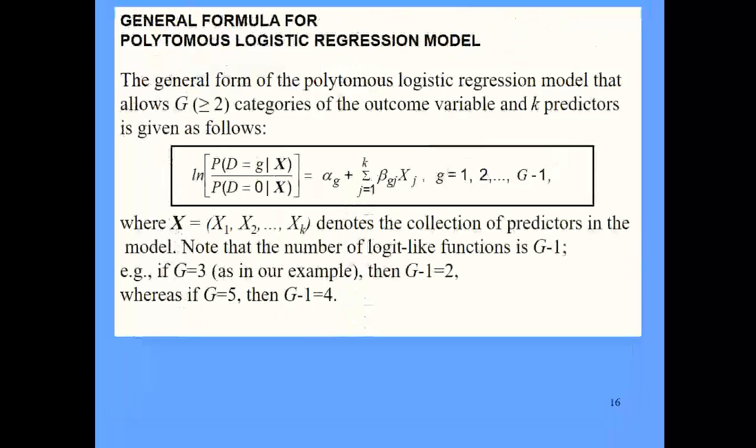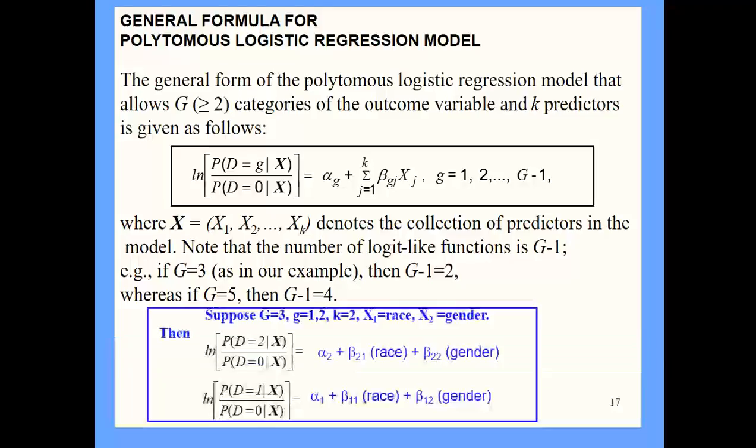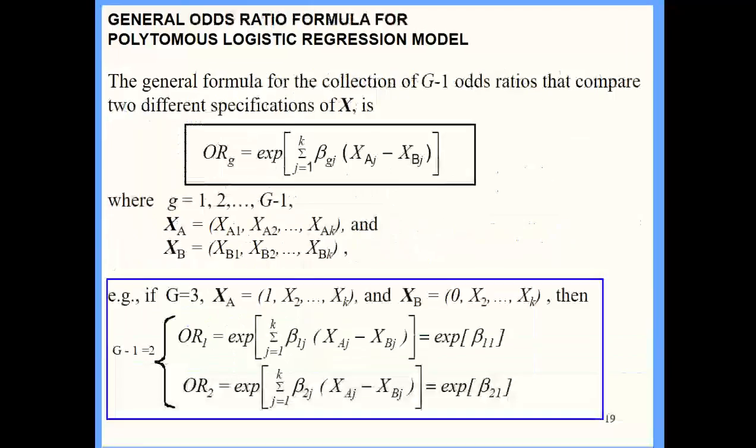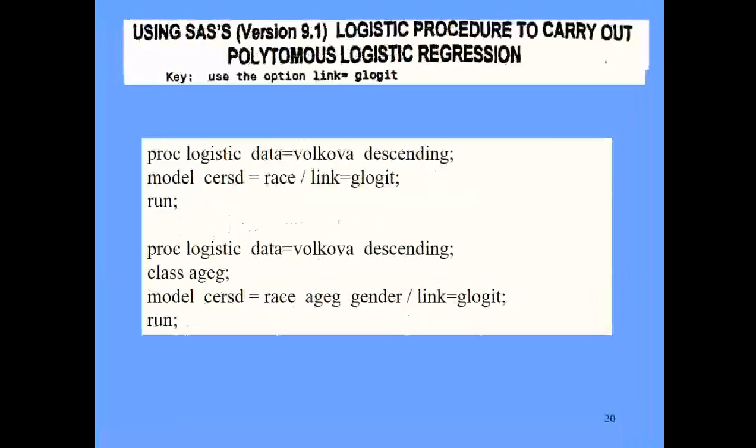Now, here's the last thing. This is the general form of the model. Maybe I'll do that at the beginning of class next time. But this is the form of the odds ratio, general form. Most of you can figure this out, but I'm going to make sure I go over it next. This is what I wanted to show you. How do you do this using Logistic? How do you do it using Logistic?